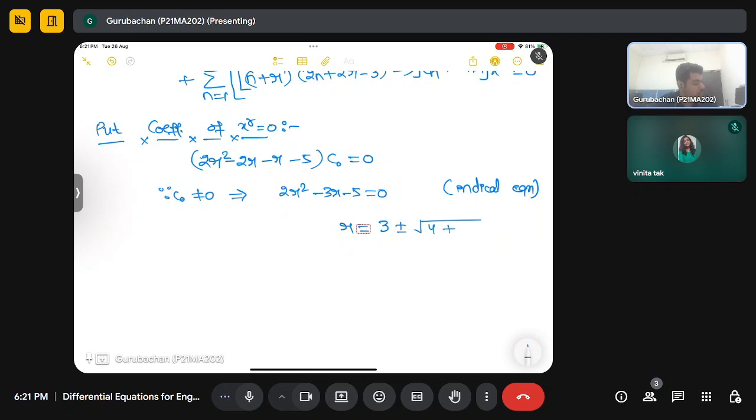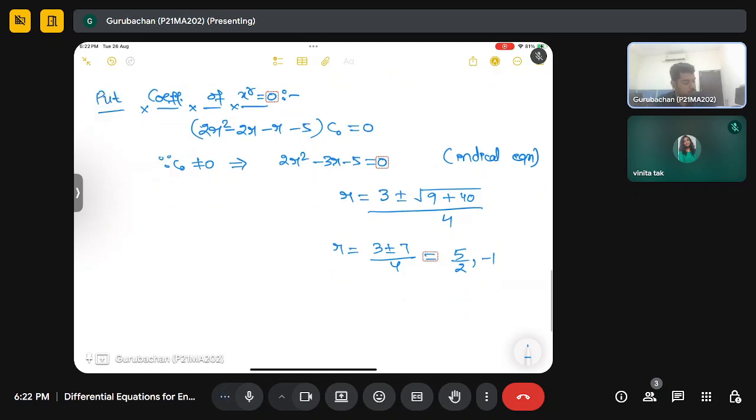Sorry, here it will be 9 plus 40 divided by 4. So this will give you 3 plus minus 7 divided by 4. So one of the roots will be 7 plus 3, 10, that is 5 by 2, and another root will be minus 1.